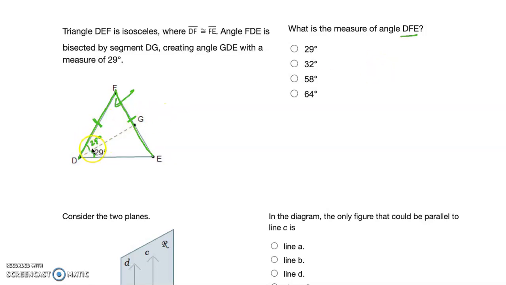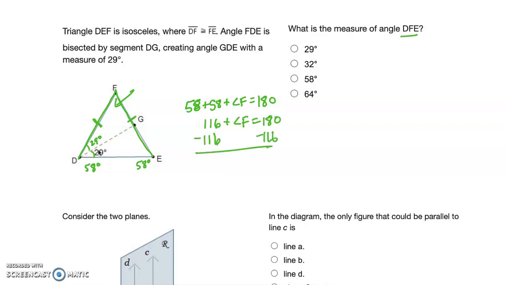Well, if we know that this bisects it, 29 plus 29, so that whole angle is equal to 58 degrees. Because it's an isosceles triangle, we know this is 58 degrees. And so we have 58 plus 58 plus angle F is equal to 180 degrees. So 58 plus 58 is 116 plus angle F equals 180. We subtract 116 from both sides, and so we get the measure of DFE, what I've called F here, is 64 degrees.